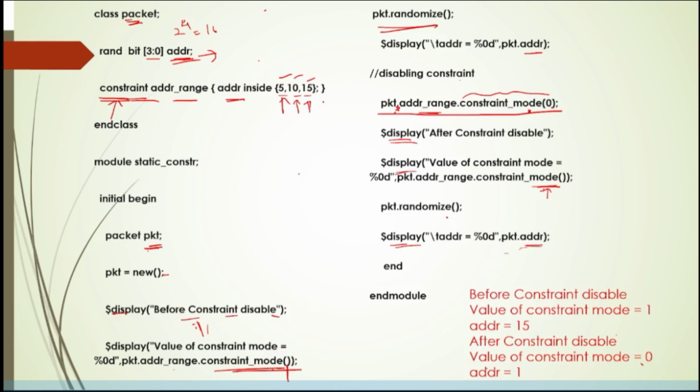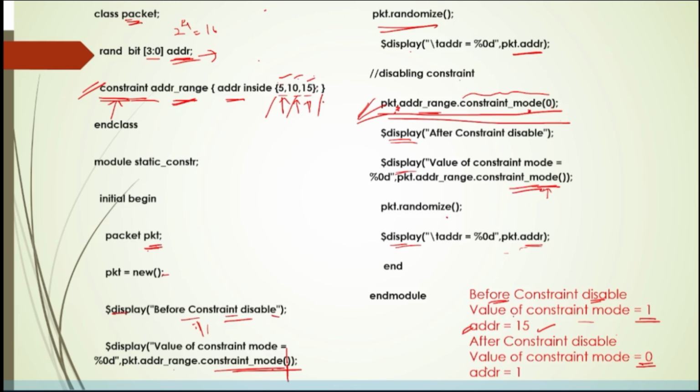Now if you see here, before disabling the constraint, you want to display the address. Before disabling, the constraint is present here. So the value can be either 5, 10, or 15, and the constraint mode is 1. Since the constraint is activated, the constraint mode will be 1, and the address will be either 5, 10, or 15. And then after this, you have disabled that particular constraint by using this function. So after disabling, what will be the mode? The mode will obviously be 0 because you have disabled that.